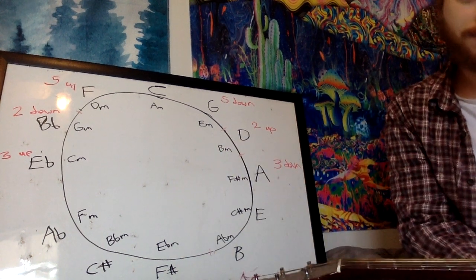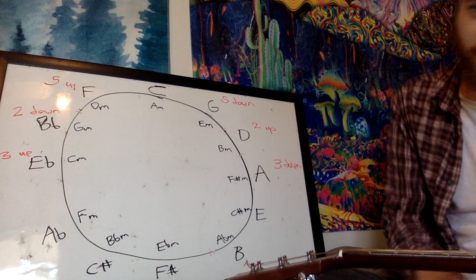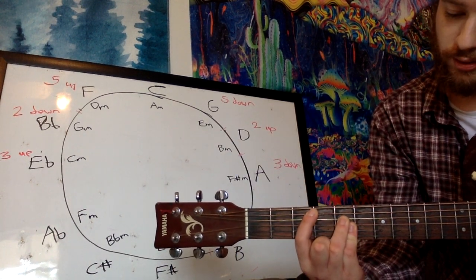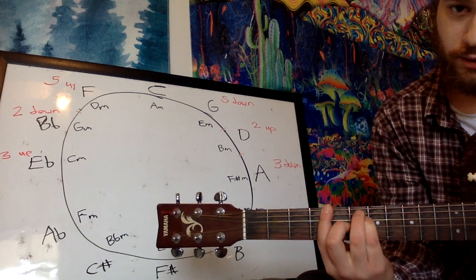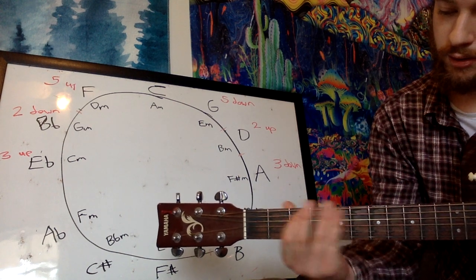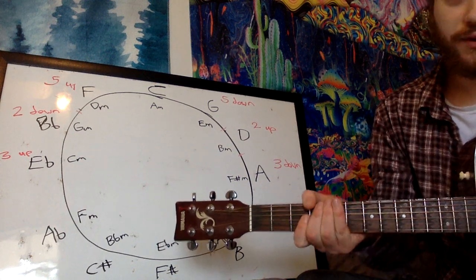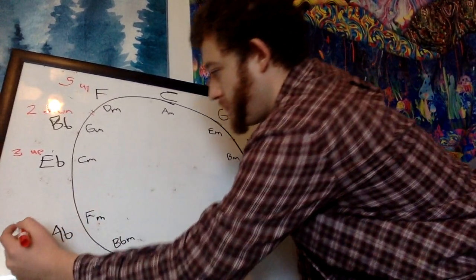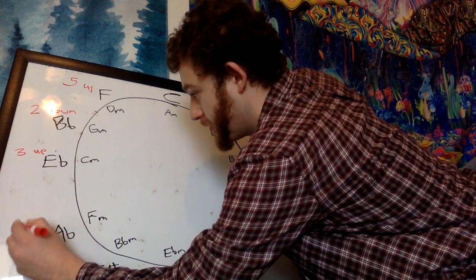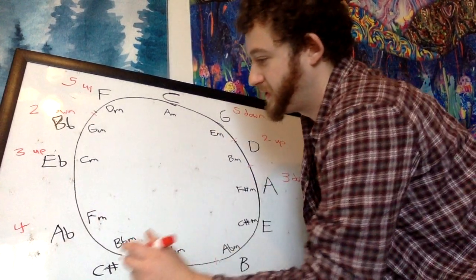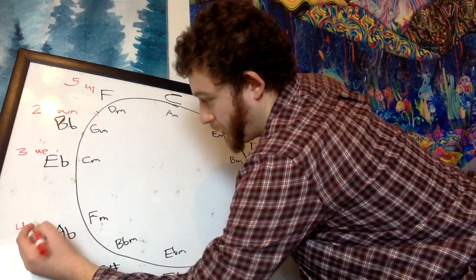Yeah, three down. And then A flat. That's four down. That's also a chromatic median. So there's two different chromatic medians. There's one that's three frets away, and there's one that's four frets away. They're all major chords.